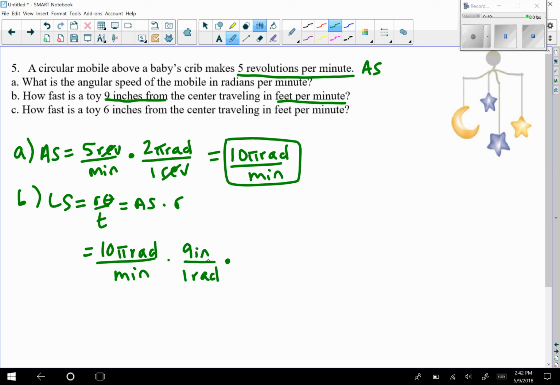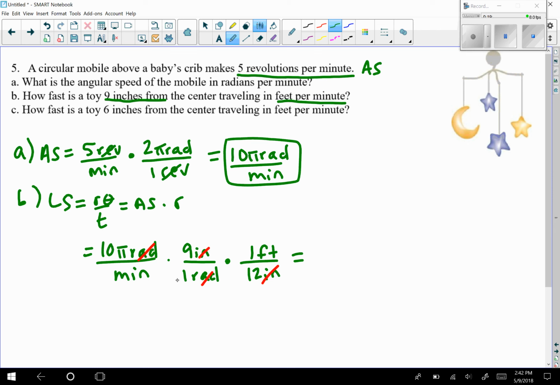So to convert to feet, we need to multiply this. There's 1 foot has 12 inches, so that's going to cancel out my inches. So the radians cancel out, the inches cancel out. We're left with feet per minute, which is what we need. So I just got to multiply it straight across for my numerator and my denominator and just simplify it.